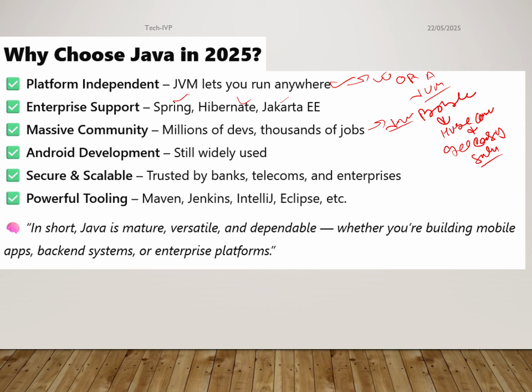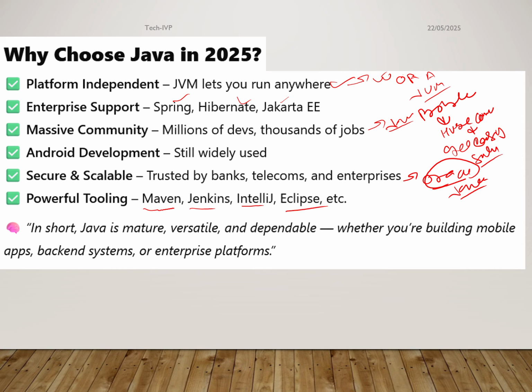Android development: it is still widely used in Android development. Secure and scalable means it can be trusted and is handled by Oracle. Oracle takes the guarantee of Java. Most of the banking domain, telecom, and enterprise level is developed using Java. Powerful tooling: Maven support, Jenkins, IntelliJ, Eclipse.